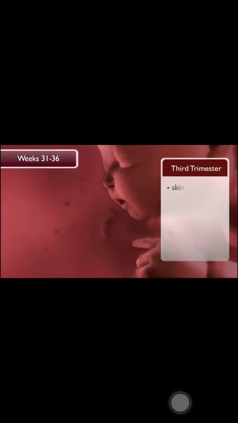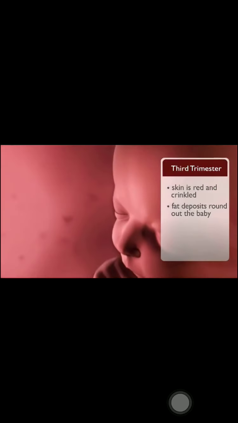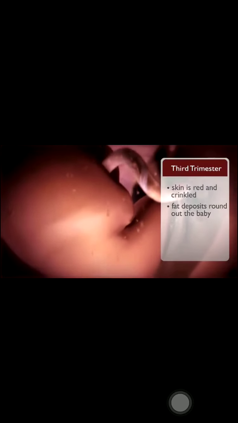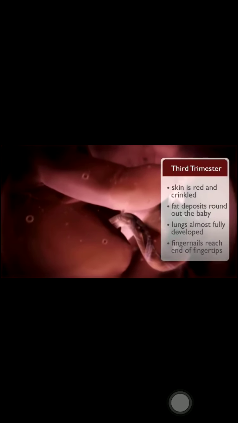At 31 to 36 weeks, 29 to 34 weeks after conception, the baby's skin is red and crinkled. Rapid weight gain continues and fat deposits round out the baby. The baby's lungs are almost fully developed. The fingernails reach the ends of its fingertips.